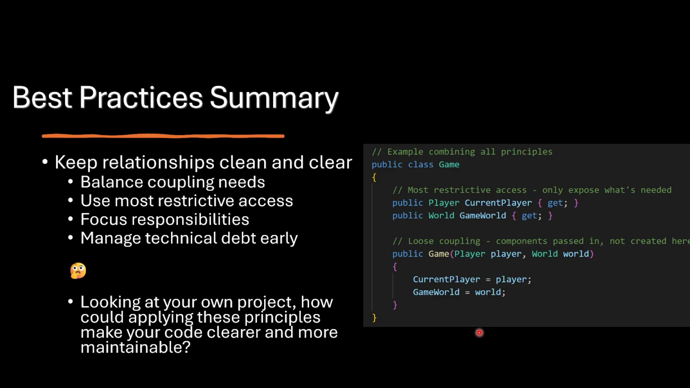So, when you're looking at your own projects, how could you apply these principles to make your code clearer and more maintainable? We really want to keep our relationships clean and clear. We balance the coupling needs, use the most restrictive access where we can, and focus the responsibilities to one responsibility per class. We manage technical debt early and often, meaning we're going to refactor, changing the structure of the code without changing its behavior.